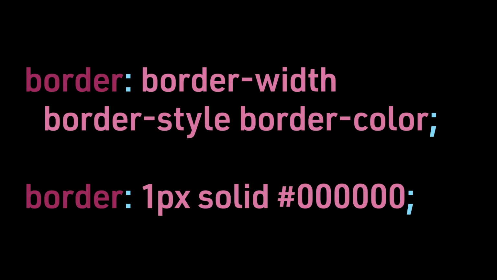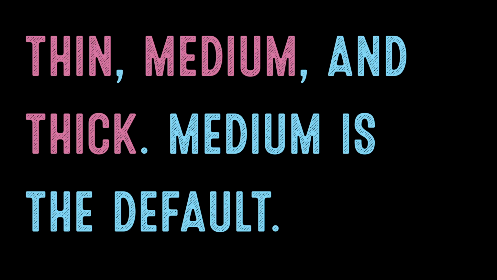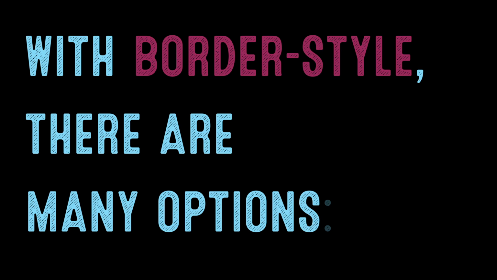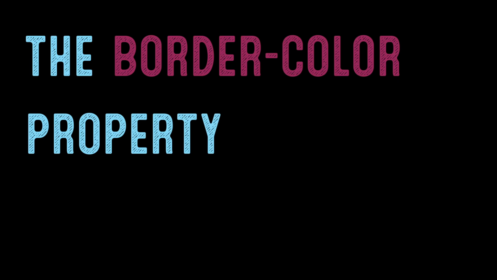Border, border width, border style, border color. Border, 1 pixel, solid, hashtag 000000, semicolon. We need to specify the width first, then the style, and finally color. The second declaration states that we want a 1 pixel solid black border all around our element. Border width also has these values that are recognized: thin, medium, and thick. Medium is the default. With border style, there are many options: dotted, dashed, solid, double, groove, ridge, inset, outset, none, and hidden. The border color property sets the color.